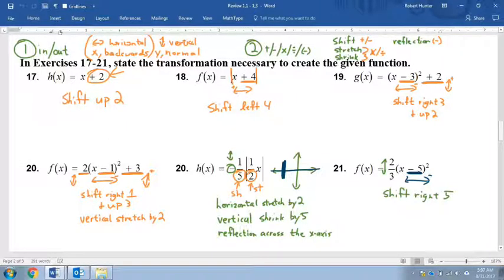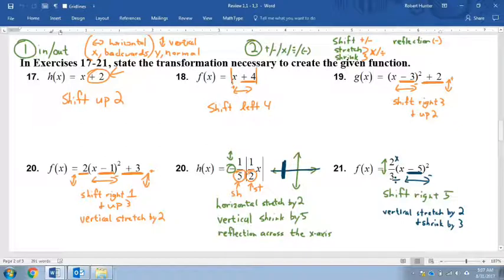All right. The last but not least, this is actually two things going on here. You are stretching because the 2 multiplies and shrinking, so you can state it that way. You could say it is a vertical stretch by 2 and shrink by 3.